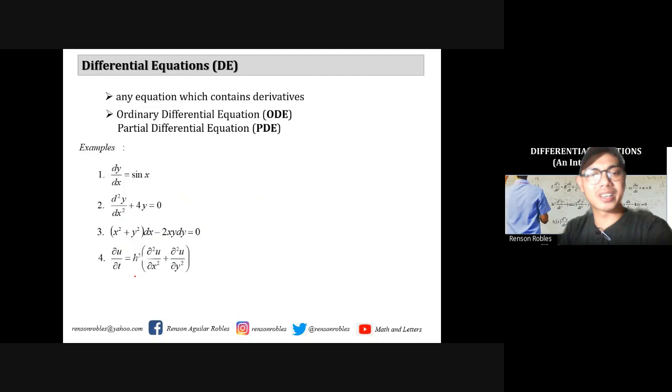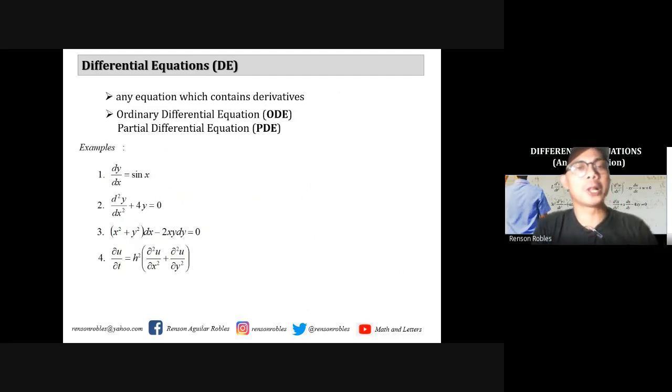Some more examples are as follows. You have the partial derivative of u with respect to t equal to h squared times the quantity, the second partial derivative of u with respect to x plus the second partial derivative of u with respect to y. You see here a partial derivative, so we say that this is a partial differential equation. And equations 1, 2, and 3 are ordinary differential equations.